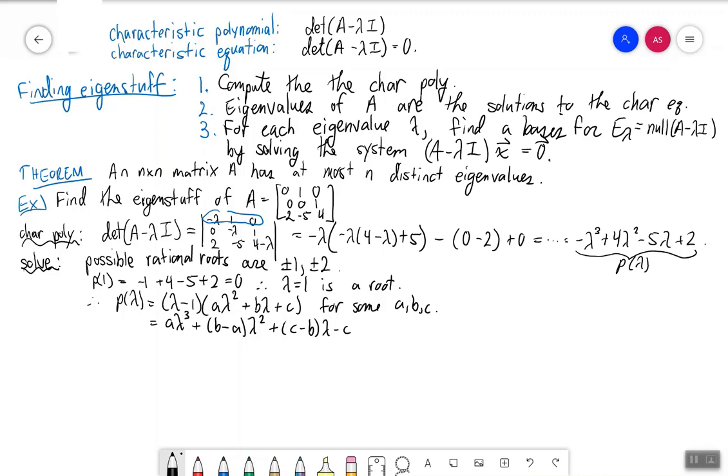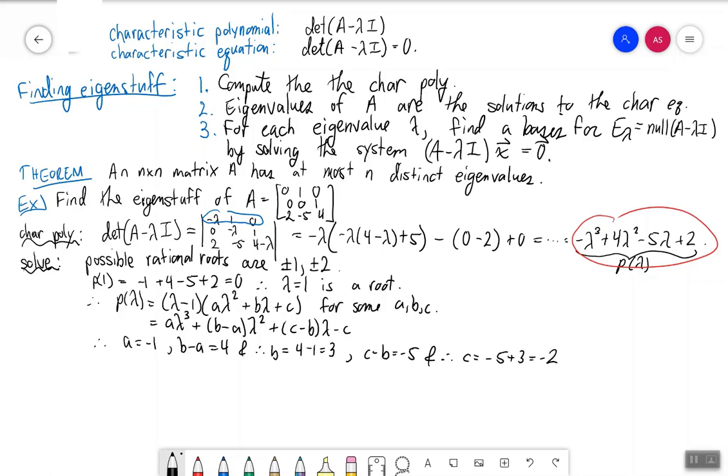Comparing that with p of lambda over here and equating coefficients, we see that a is negative 1, b minus a is equal to 4, and therefore b is equal to 4 minus 1, which is 3. And c minus b is equal to minus 5, and therefore c is equal to minus 5 plus 3, which is equal to minus 2, which checks out when we look at equating the 2 here with the minus c here.